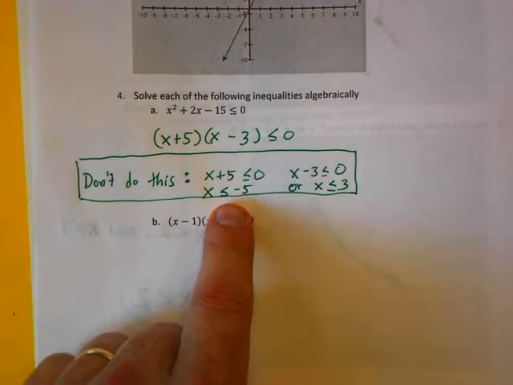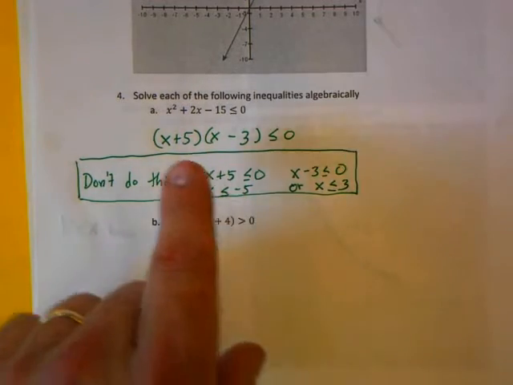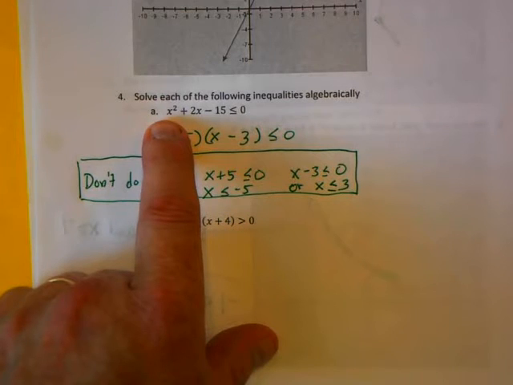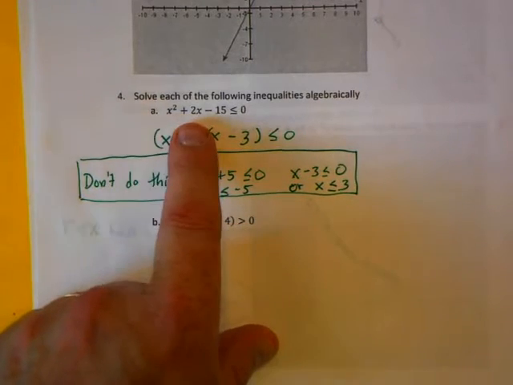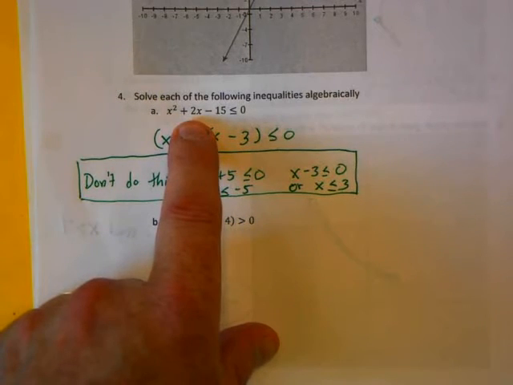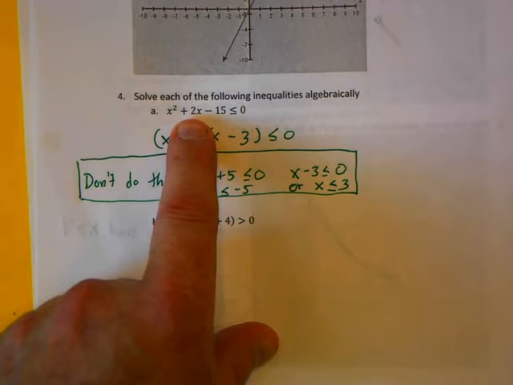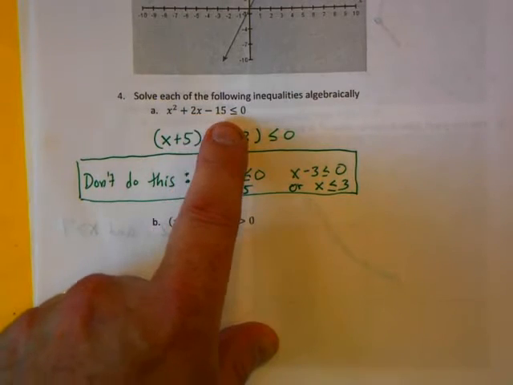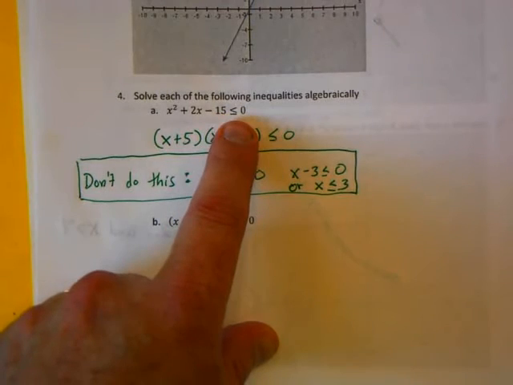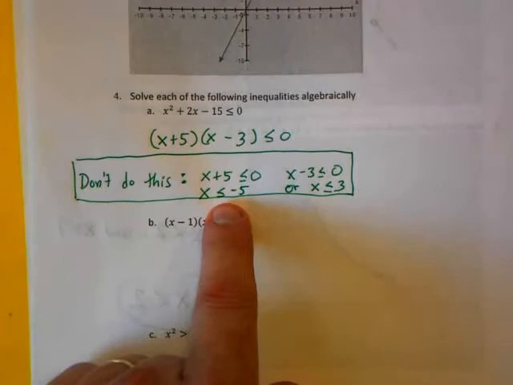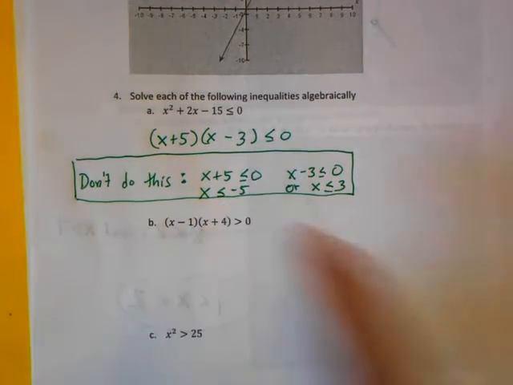Okay. Now pick your favorite number smaller than -5. -6. What's -6 squared? 36. What's 2 times -6? -12. 36 minus 12 is 24. 24 minus 15 is 9. Is 9 less than 0? No. You don't get the right answer. One of them is right, one of them is wrong, unfortunately. The good news is it's easy to fix.